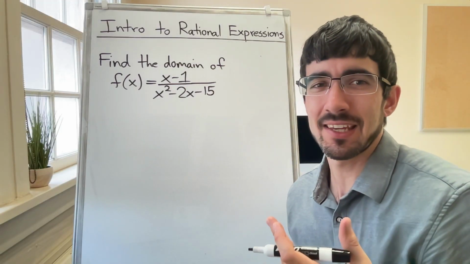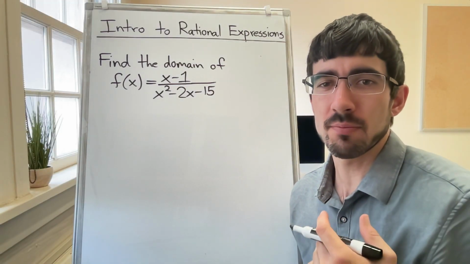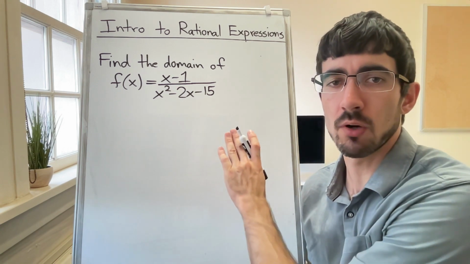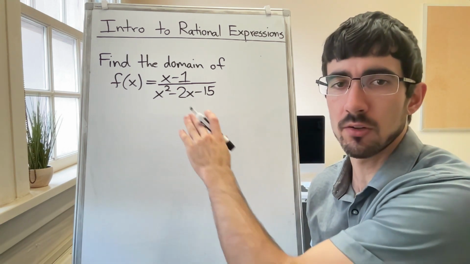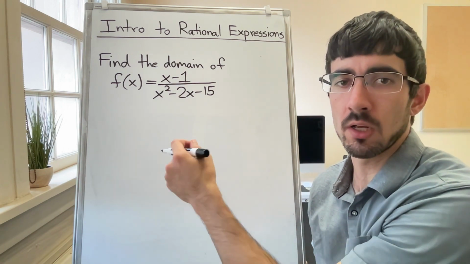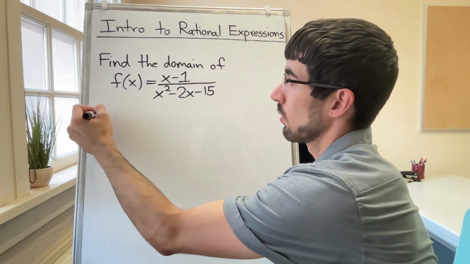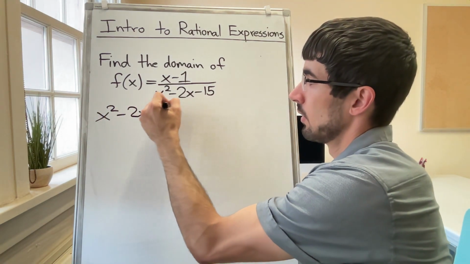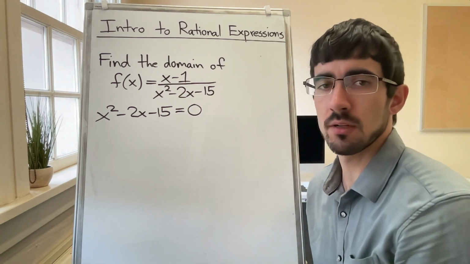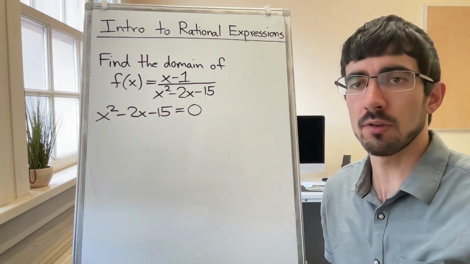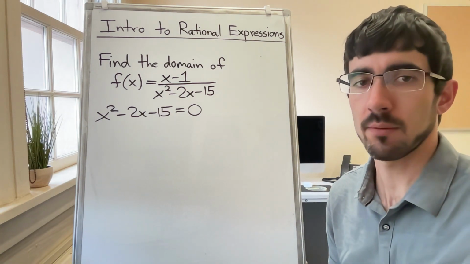Let's look at a second example. Rational expressions with a single variable are functions, and so I went ahead and wrote this expression in function notation. Notice that the denominator is a trinomial, and we're going to approach this the same way. We're going to find where this trinomial equals 0, so we'll set this equal to 0, we'll solve for those x values, and then we'll exclude those x values from the domain.